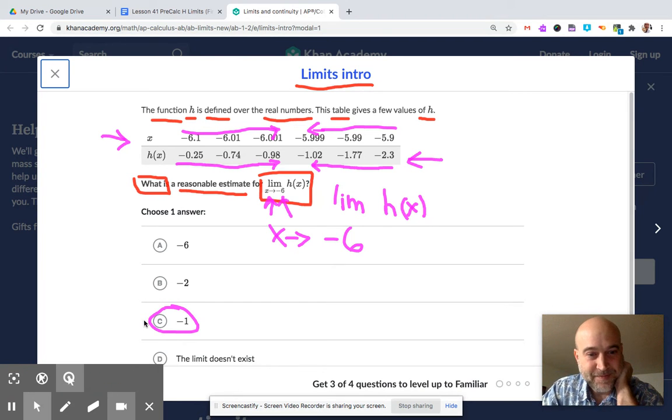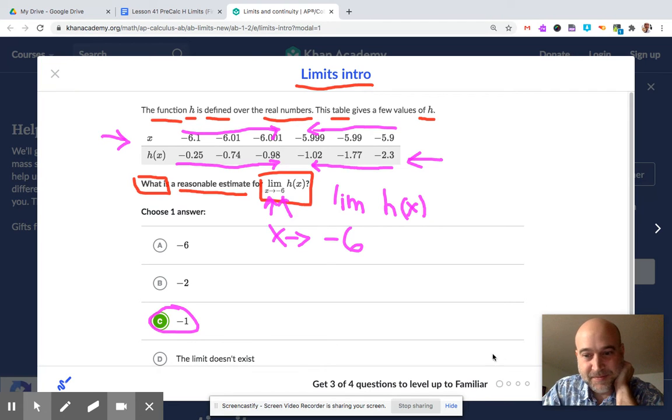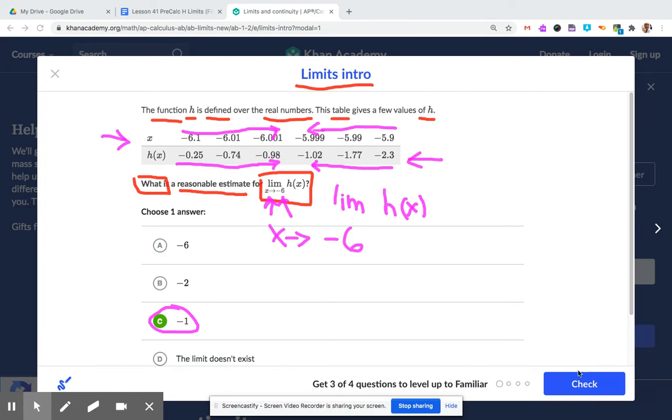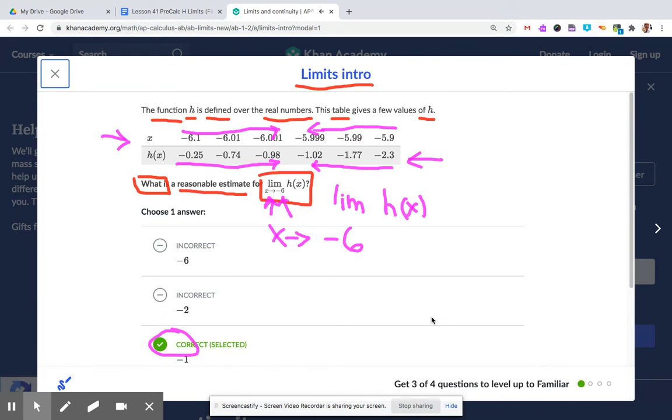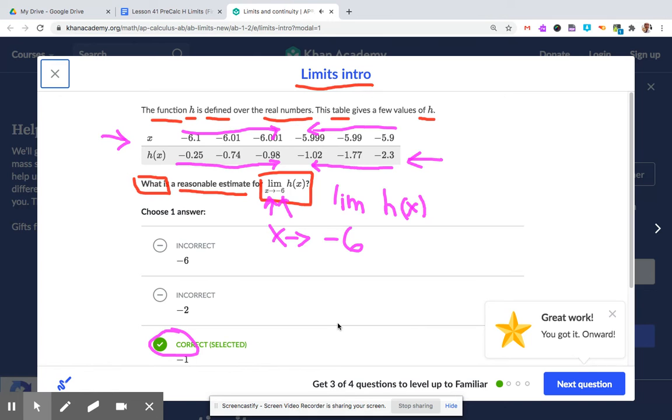How'd we do? So can I move this a little? It's covering up my. There we go. I have to get rid of it. All right. Check. Got it right. Okay. Let's try the next one. See if it's any different.